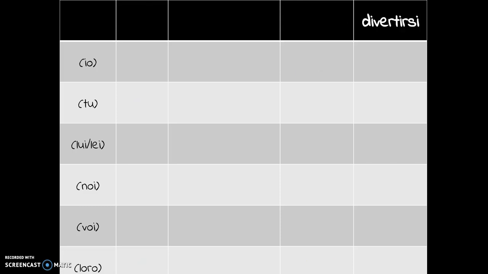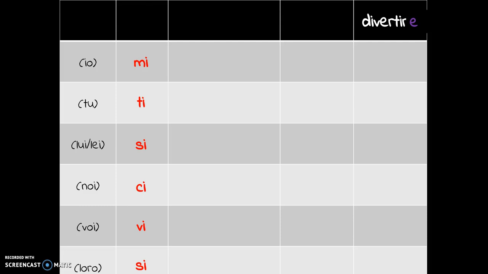One more example. Here we have the verb divertirsi, which means to have fun or to enjoy oneself. So remove the si, change it into mi, ti, si, ci, vi, si. The verb is now an ire verb, and our endings will be o, i, e, iamo, ite, ono.